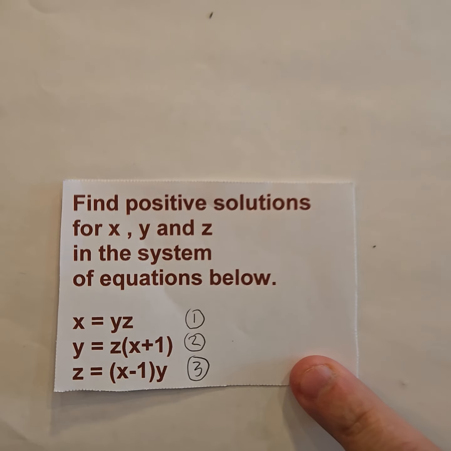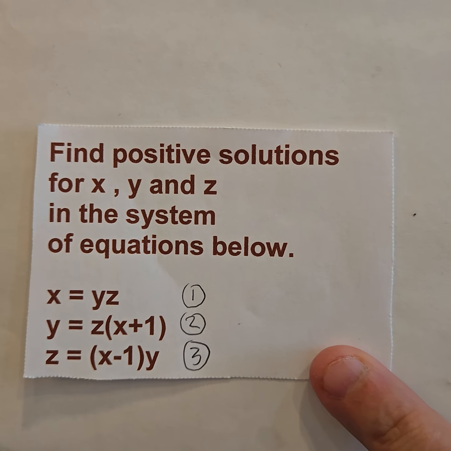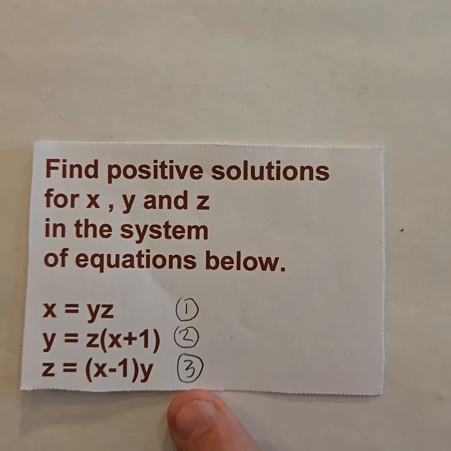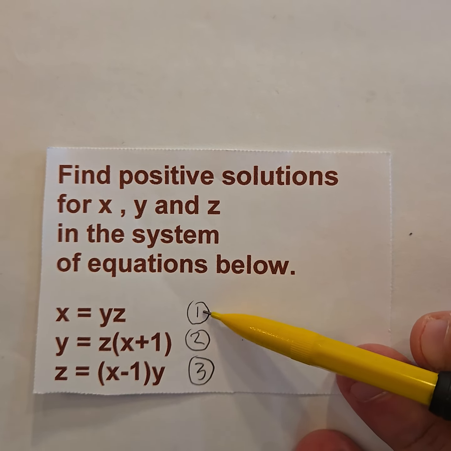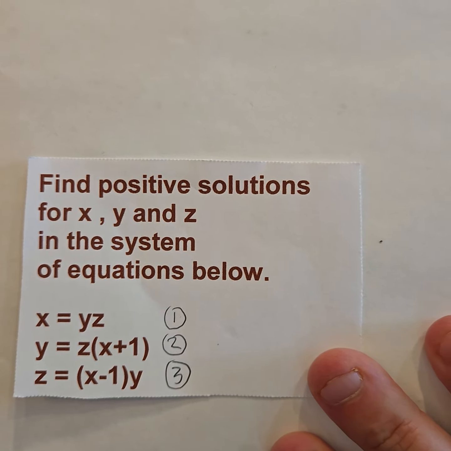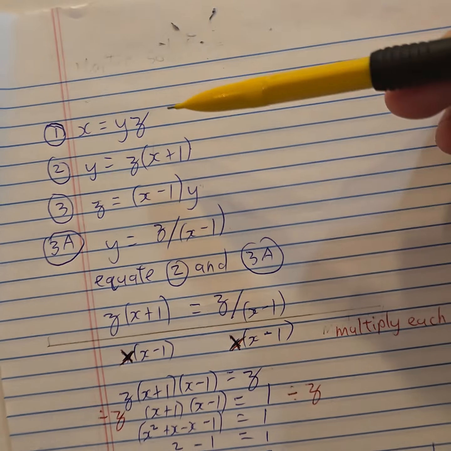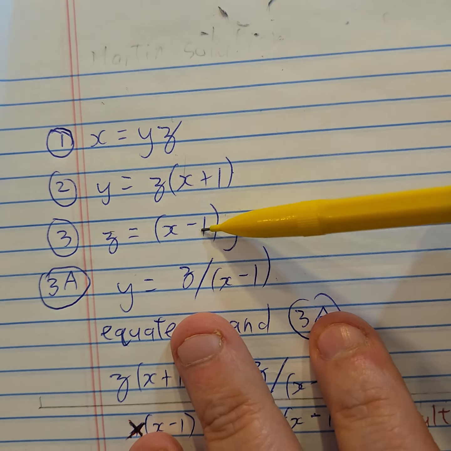Remember, that was the original question. Find positive solutions for x, y, and z in this system of equations. I happen to call them equations 1, 2, and 3, so if I refer to them later on, we'll know what I'm referring to. And here is, we'll call it the Martin solution if you want. So there are the three equations.